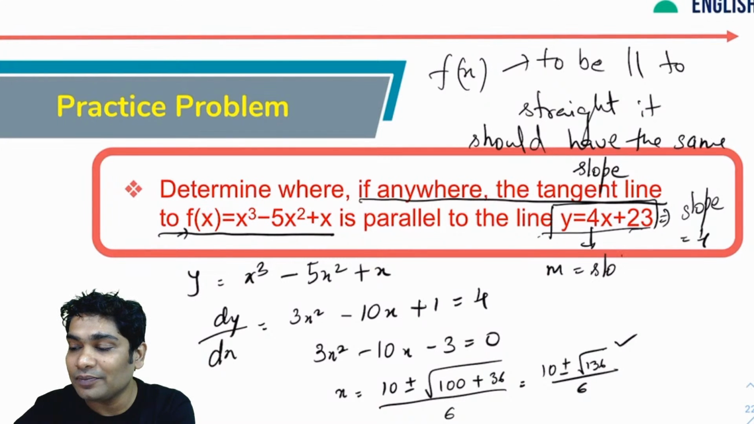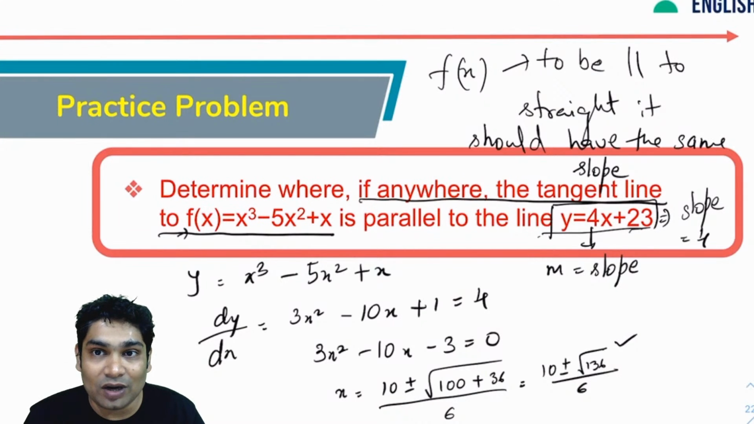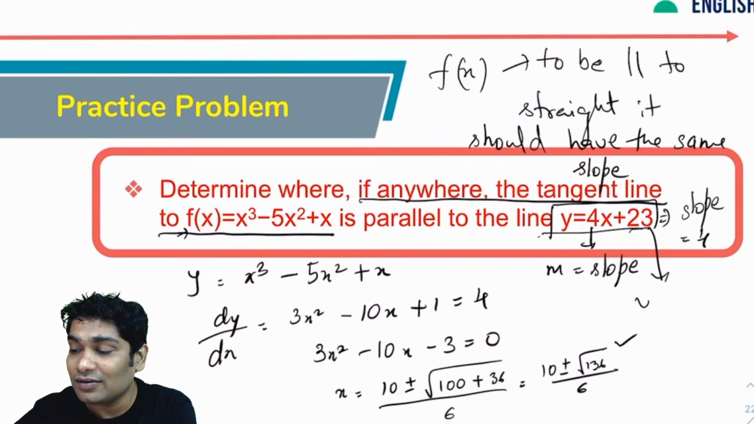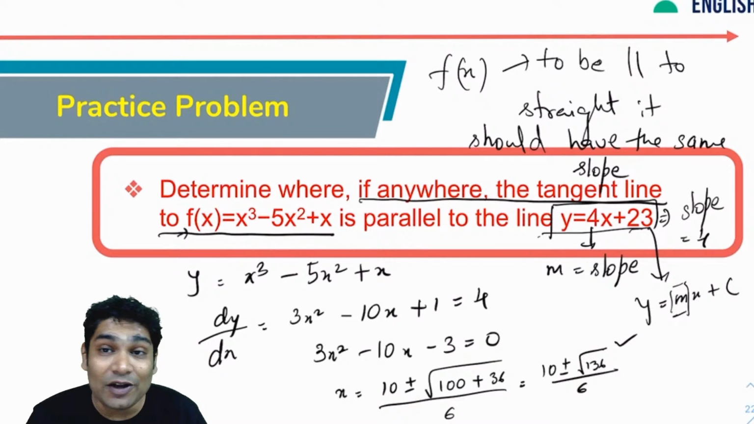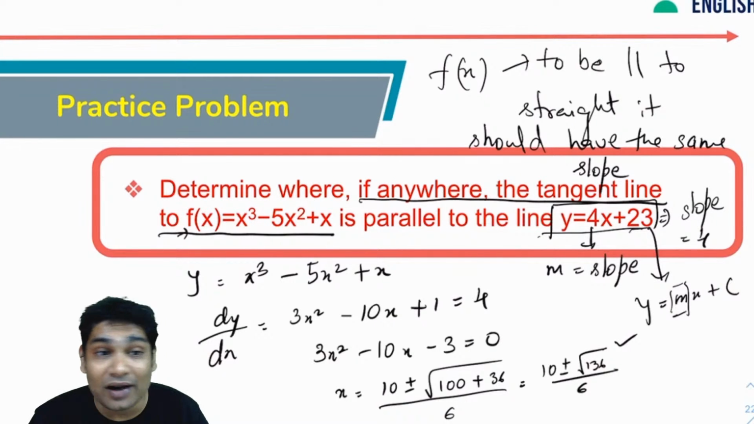equals slope. We had talked about this yesterday. This equation is y equals mx plus c. This m is nothing but the slope. So what is the value of m in this problem? It is 4. Alright, what has been asked to you? What will be the points where the tangent to the graph will be parallel to that straight line?